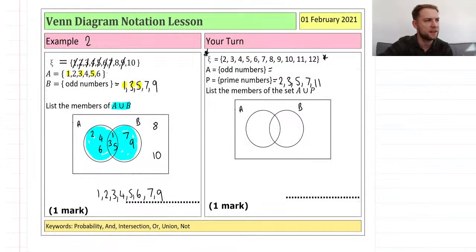So let's go through it together then. Remember to start in the middle and then work your way out. So what are my odd numbers? I haven't listed those yet. So my odd numbers, I can't have 1 because that's not in my set of everything. So it's going to be 3, 5, 7, 9, and 11, because then 13's outside my set of everything.